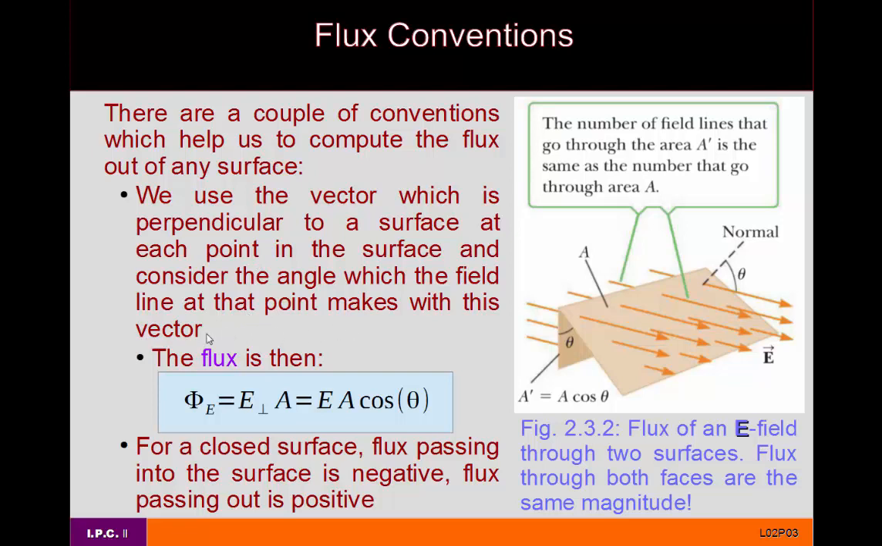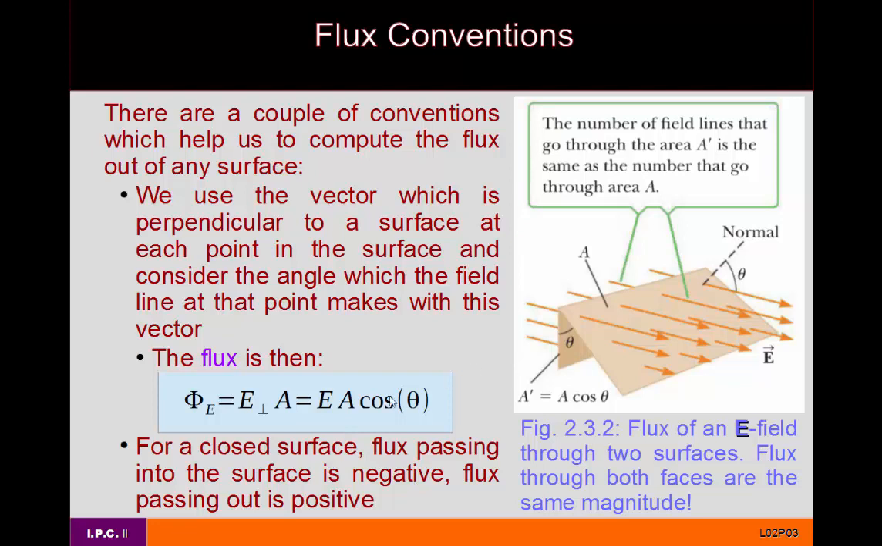And second of all, what this means is that we can calculate the flux by taking E times A times cosine theta, where theta is the angle between the area vector and the electric field vector. Okay, so here's the more familiar form of a dot product. E dot A should be E A cosine theta. So now we have made each of our self-coherent definitions become coherent with each other.